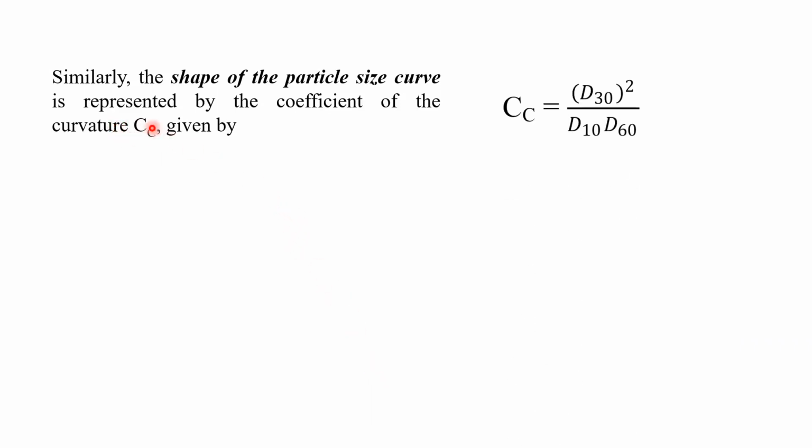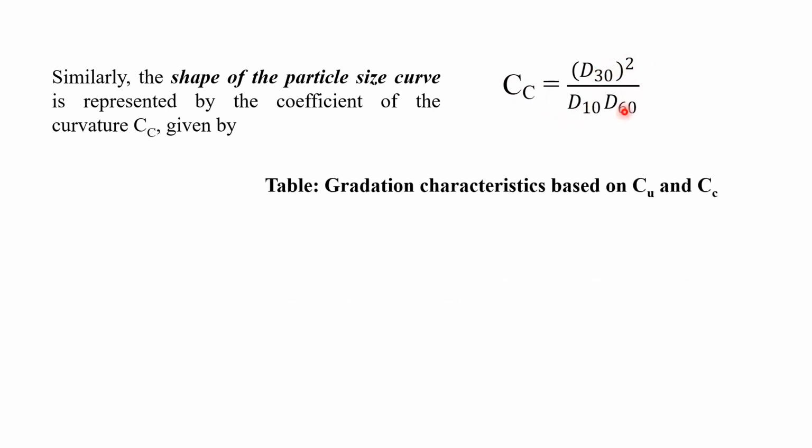The next terminology is Cc, the coefficient of curvature. It indicates the shape of the curve of the particle size distribution, whether the particles have a hexagonal shape or semi-round shape, what type of shape is there. So how can we determine Cc from the graph? It is defined as D30 squared divided by D60 times D10.